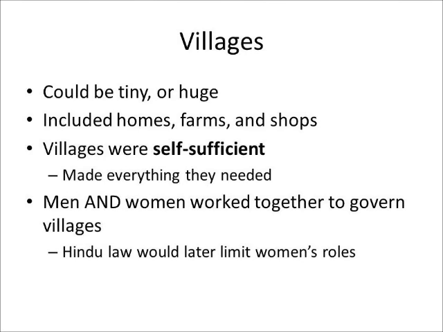Villages were typically self-sufficient, and that means they made everything they needed. Some villages did trade for certain things depending on the specialties of their residents, but generally all the food a village needed would be grown by people within that village on their own farms, for example. As far as the role of women in villages, men and women often worked together to govern villages. There are records from the Gupta Empire of women serving on town councils, for example. But as Hinduism became more entrenched in Indian society, the role of women actually began to diminish, and men became much more dominant at that point.